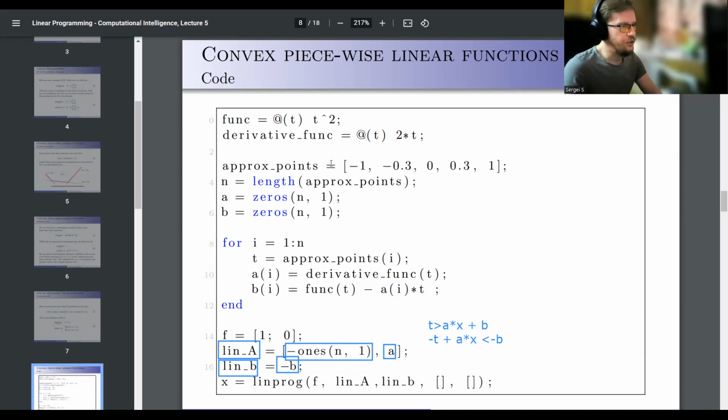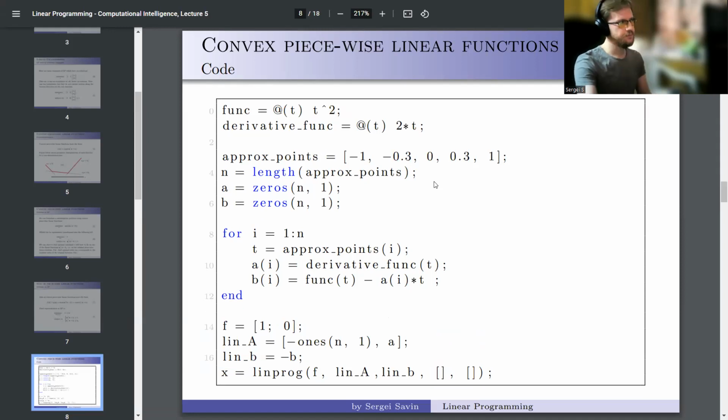Linprog is a Matlab function. You tell linprog, here's my cost. You tell it, here's my inequalities. And you tell it that you don't have upper bounds on your decision variables. Oh, wait. This is not upper bounds. This is equality constraints. So you don't have equality constraints. That's it, and that's your LP. And that's how you solve minimization for this problem. Okay. Questions?